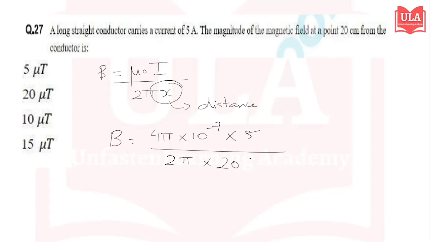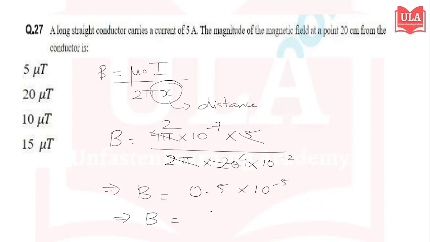Since it's given in centimeter, we need to convert it into meter, 10 to the power of minus 2. Now if you just cancel it, the answer will be B is equal to 0.5 into 10 to the power of minus 5. So if you just move the decimal point, it will be 5 into 10 to the power of minus 6. That is nothing but 5 micro Tesla. So option A is the right answer.